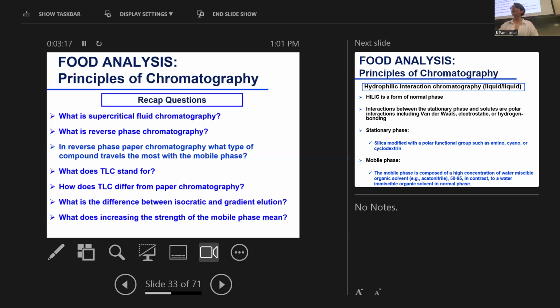Wrong. Another answer? Yes, absolutely. Thin layer chromatography gets +2, even the one that answered wrong. No, just kidding. Okay, how does TLC differ from paper chromatography? There is no tender love and care in paper chromatography.